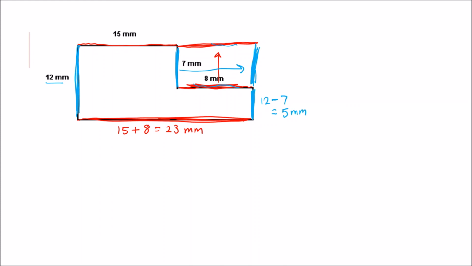So now that I know what each of my sides are, I can calculate my perimeter. So the perimeter is going to be starting at 12 plus 15 plus the 7 plus the 8 plus the 5 that we just calculated plus the 23, and overall that's going to give us a total of, so just plug it all into your calculator, 70 millimeters. And that's how you calculate the tougher shapes.